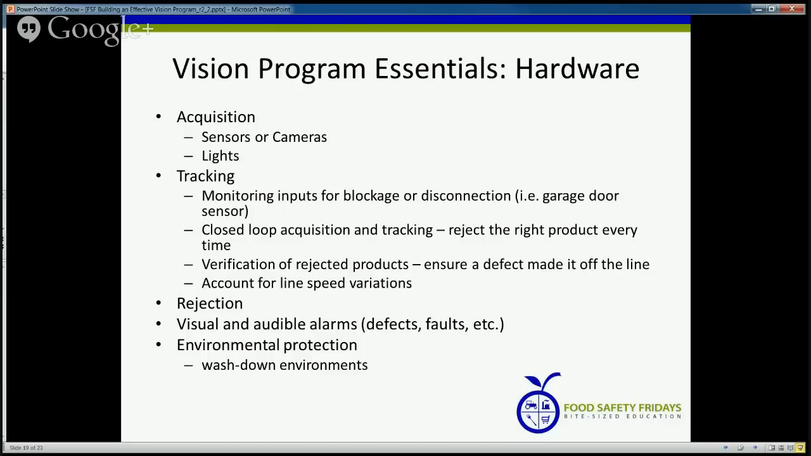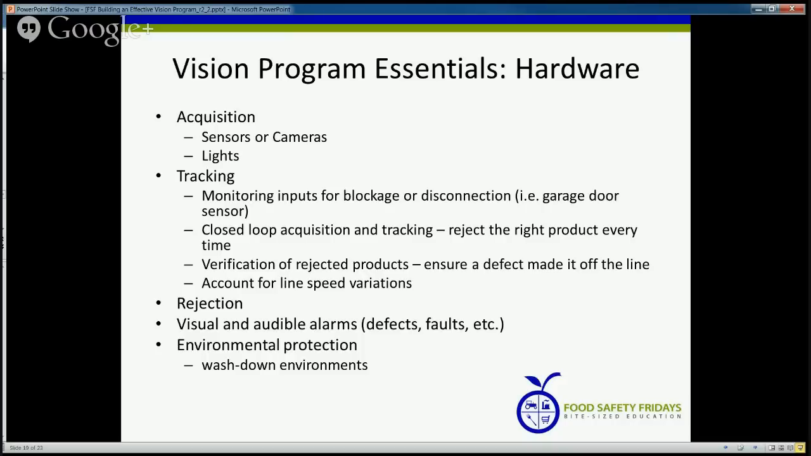Verification of rejected products. From that standpoint, if you've identified a product that's defective with the vision system and you want to reject it, is there some way then of looping back around and saying, yes, indeed, the product has been rejected, it's been kicked off the line? So some sort of verification that a product that is bad, determined defective, was actually physically rejected. And then you also want, from a tracking standpoint, a system that will account for variation in line speed. Line speeds up, line slows down. That's accommodated within the vision system tracking.